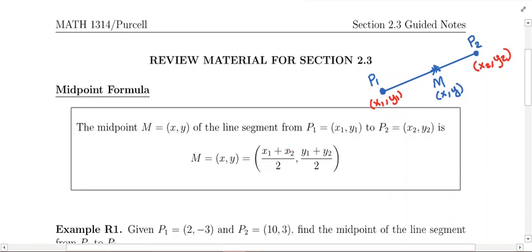So you take the x coordinate of point 1, add to that the x coordinate for point 2, and divide the result by 2. Essentially you're averaging the x coordinates. Then to get the y coordinate of the midpoint, you do the same thing to the y coordinates for P1 and P2. You're going to average the y coordinates. So you take y1, add it to y2, and divide by 2. This result, like I said, will be an ordered pair. It will be the location of the midpoint.